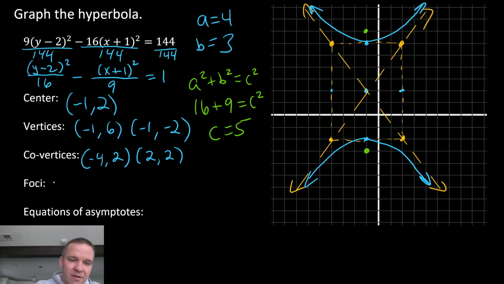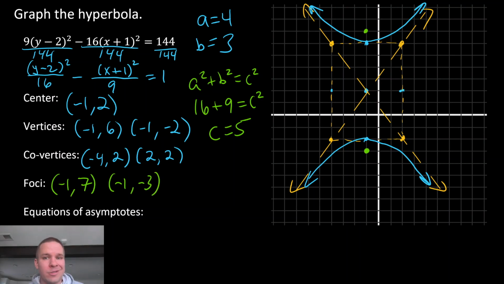So what are the coordinates of my foci? Well, I can either look at the center, which is -1, 2, and I can just add. So I'd have -1, and it's going up 5, so that'd be 7, and it's also going down 5, so 2 minus 5 is -3. Or you can go ahead and just count it out on the graph that you're already producing, all right? Either way you want to do it is cool.